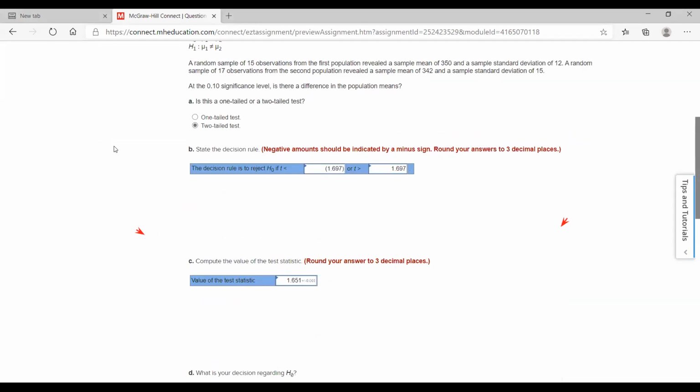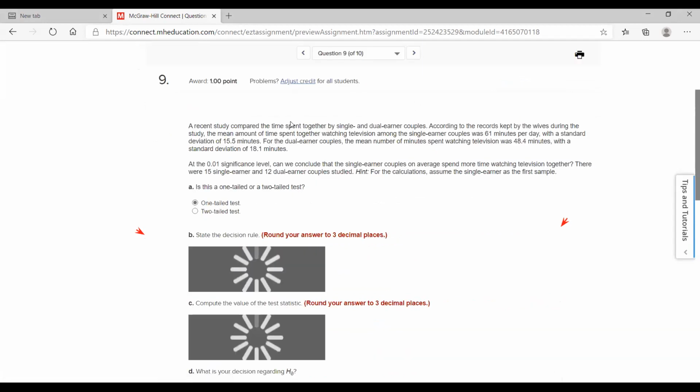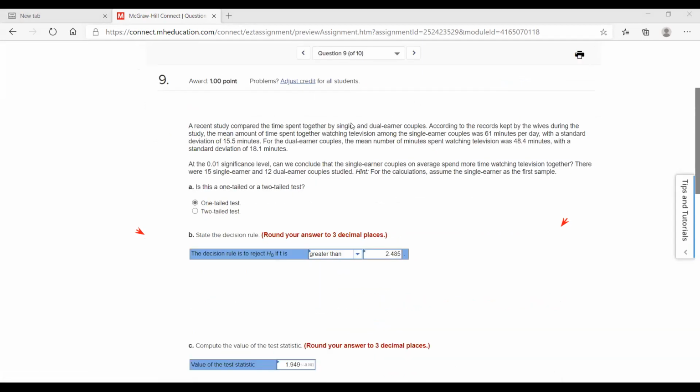All right, so this is another practice one very similar to number 7. All right, number 9. On this particular one, it's going to be a one-tail test. And the key here, it's an upper tail because they want to see if one is spending more, that's a greater than. So most likely the alternate will be a greater than, and it's a one-tail test.